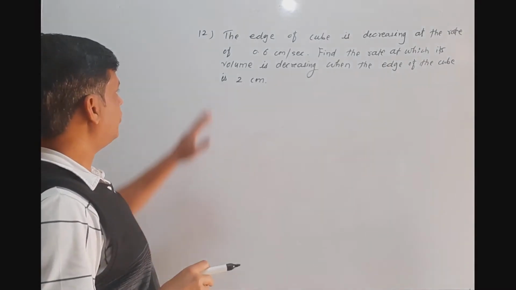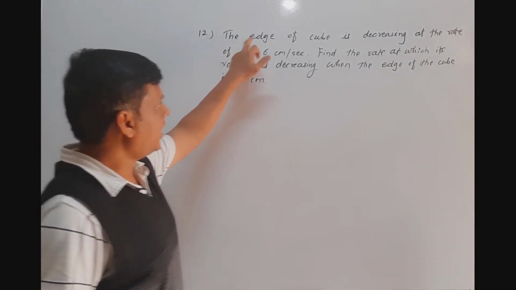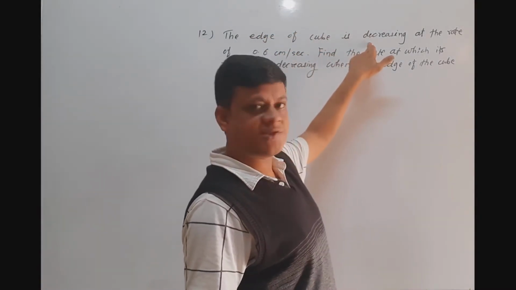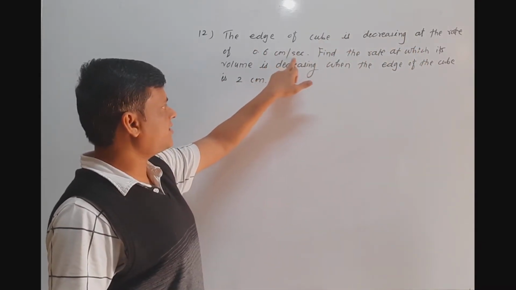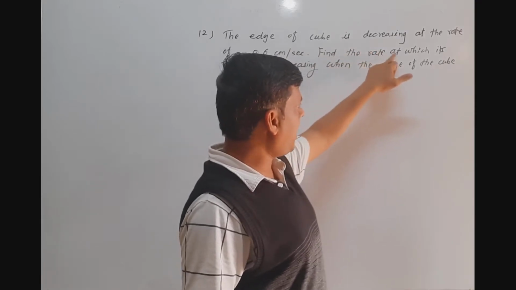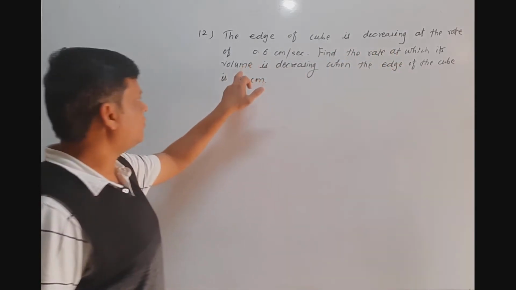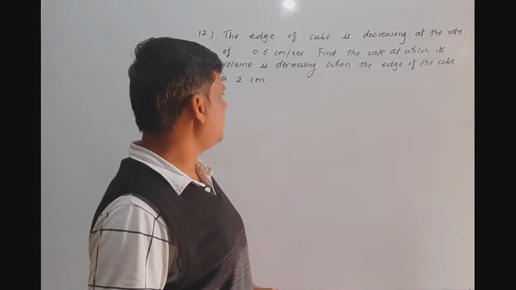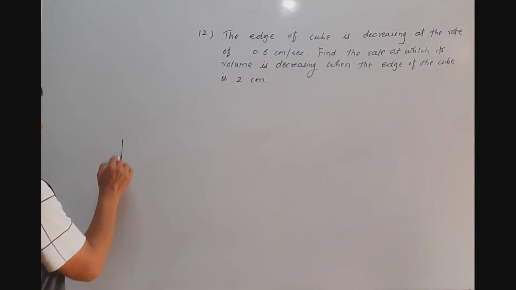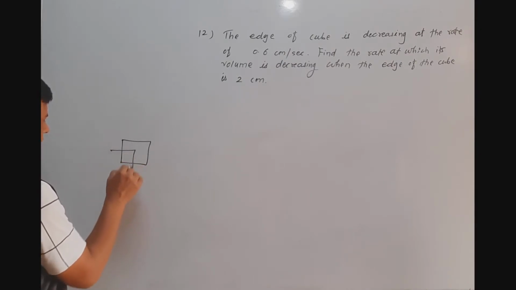Now see question number 12. The edge of the cube is decreasing at the rate of 0.6 centimeter per second. Find the rate at which its volume is decreasing when the edge of the cube is 2 centimeter.